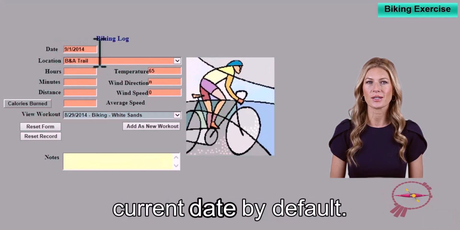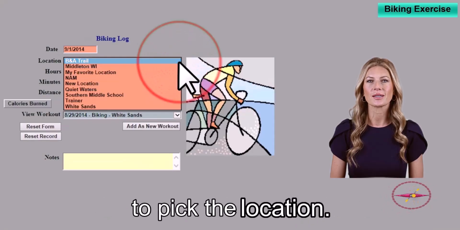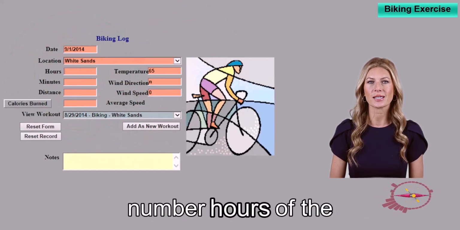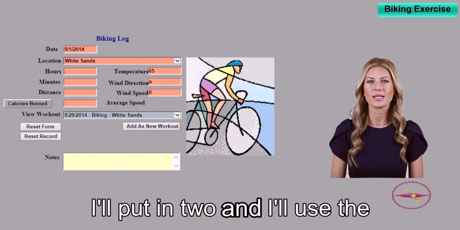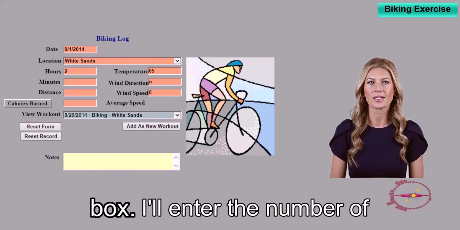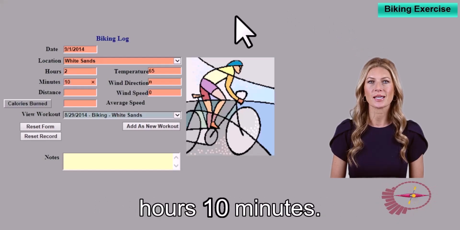The date will show the current date by default. Use the Location drop-down to pick the location. Pick White Sands. Then in the Hours text box, enter the number of hours of the exercise. I'll put in 2, and I'll use the Tab key to go to the Minutes field, and in the Minutes text box, I'll enter the number of minutes, 10 minutes. So this bike ride lasted 2 hours, 10 minutes.